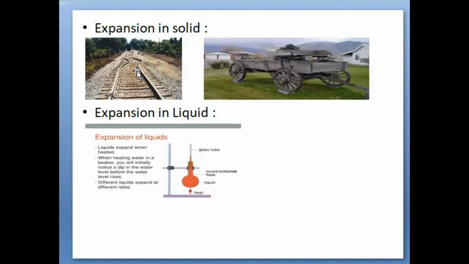Why is it? Because in summer, when the temperature is high, the metal tracks expand. If the gaps are not left, the tracks will deform. Deform means disfigure. The tracks will be disfigured at joints. And in winter, the metal contracts and the gap increases.